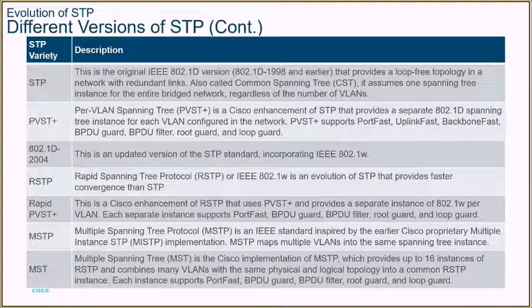And then there's Multiple Spanning Tree Protocol, an IEEE standard inspired by the earlier Cisco proprietary Multiple Instance STP implementation. It maps multiple VLANs into the same spanning tree instance. Then there's MST, which is a Cisco implementation of MSTP, which provides for 16 instances of RSTP and combines many VLANs with the same physical and logical topology into a common RSTP instance. Each instance supports PortFast, BPDU guard, BPDU filter, root guard, and loop guard.